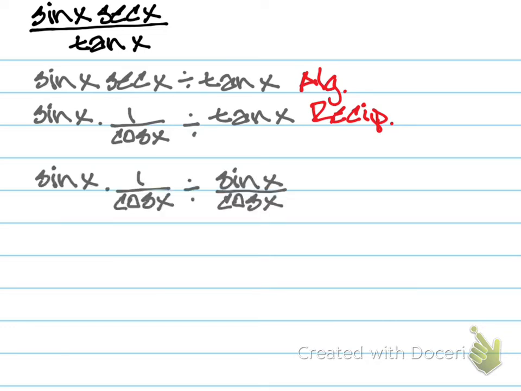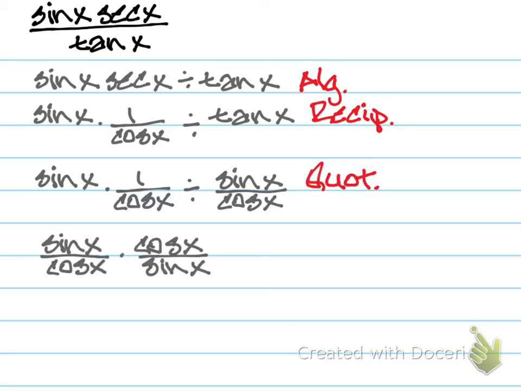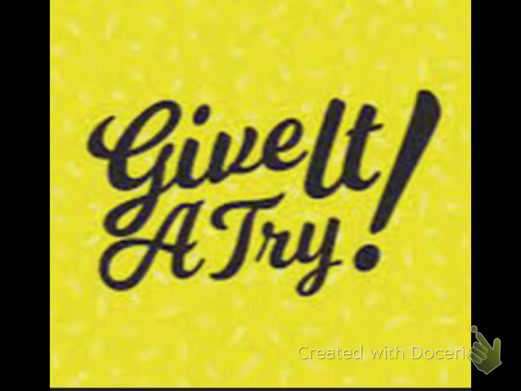Next, I'll turn the tangent into sine over cosine by the quotient identity. Next is keep switch flip, right, when I divide fractions by algebra. Then everything cancels out, and I'm left with a 1 by algebra. All right, hopefully you're ready to give it a try yourself.